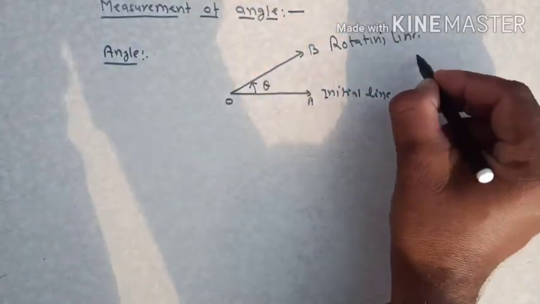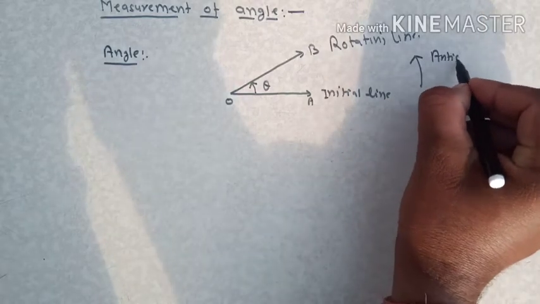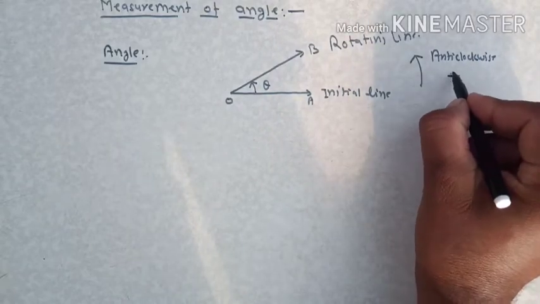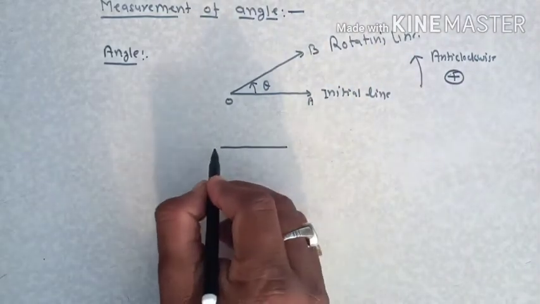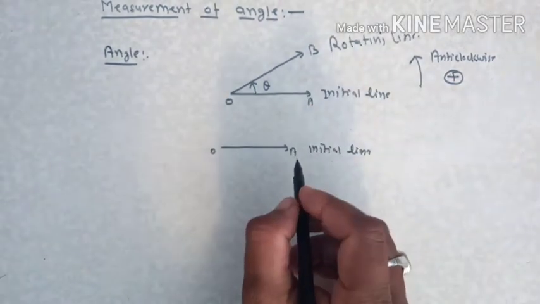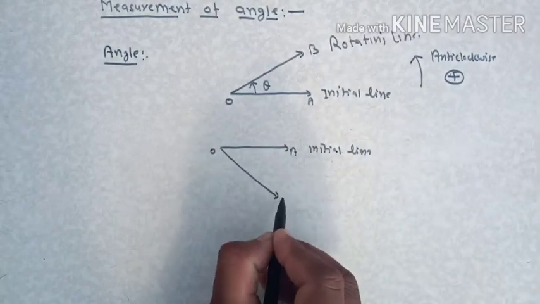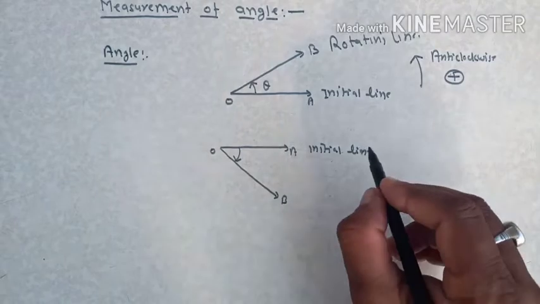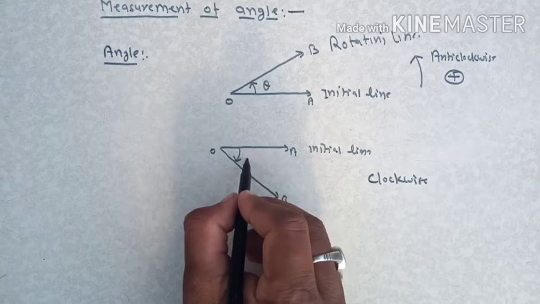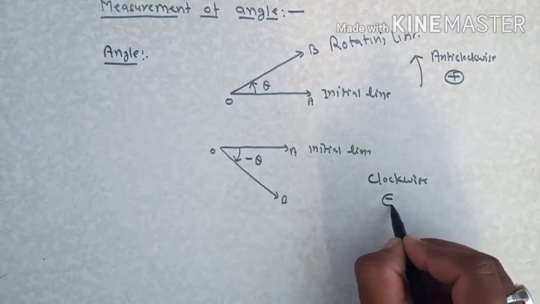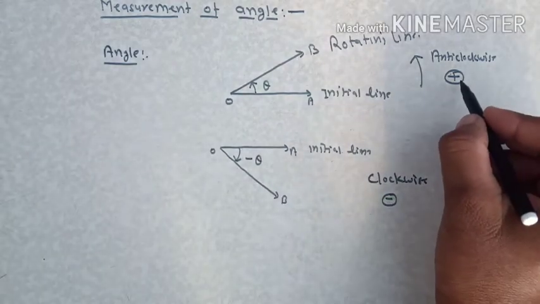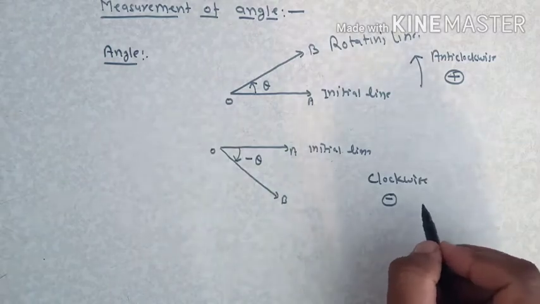Here rotation takes place anti-clockwise. So in case of anti-clockwise rotation, angle is positive. If OA is initial line and rotating line OB rotates clockwise, means in this direction, rotation takes place through clockwise, so angle is negative. So this angle is minus theta, negative angle. So the concept of angle: when rotating line rotates anti-clockwise, angle is positive; when rotating line rotates clockwise, angle will be negative.